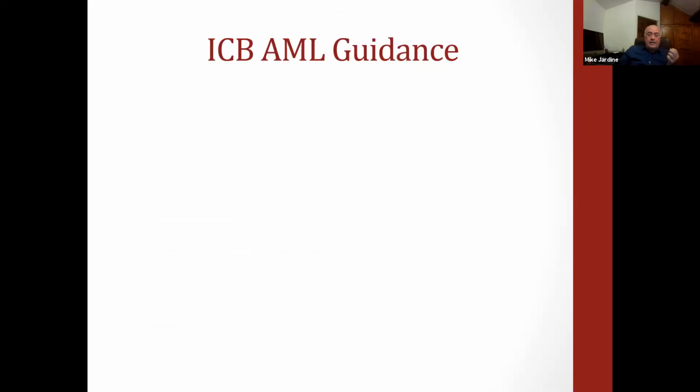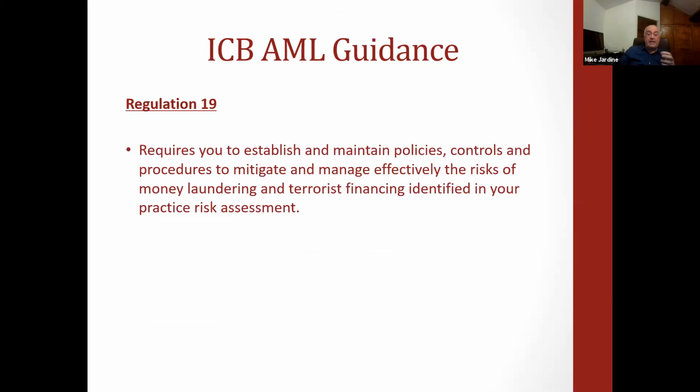Going hand in hand with that, that was Regulation 18, the whole of firm risk assessment. Regulation 19 requires you, in addition to that, to establish and maintain policies, controls, and procedures to mitigate and manage effectively the risks of money laundering that you've identified in your practice risk assessment. So you've identified the risks. So Regulation 19 now says, how are you going to mitigate those risks?